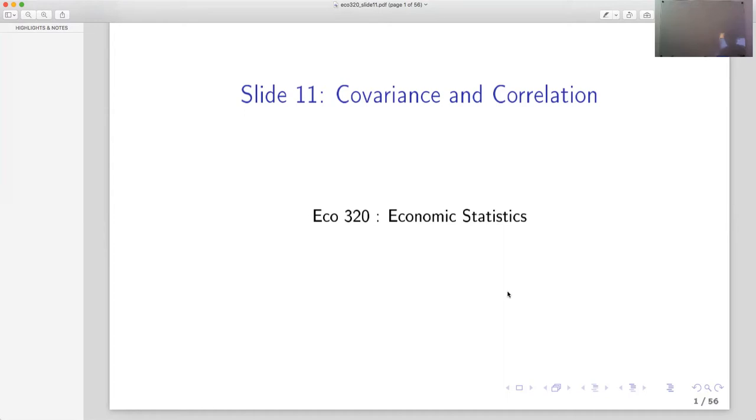Hello everyone, today we are going to talk about covariance and correlation. This is slide 11.